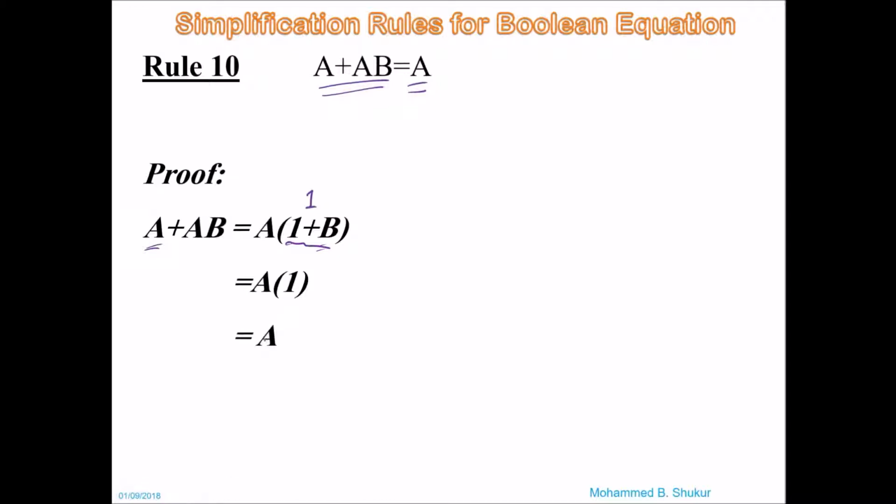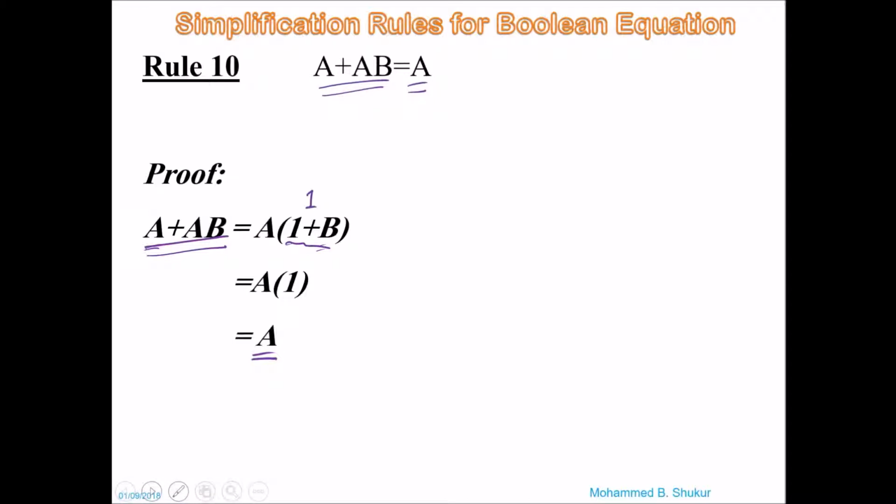And we know also from the rules, any variable and 1 equal to A. Okay, it depends on the value of A. So if A equals 0, 0 and 1, the result equal to 0. And if A equal to 1, 1 and 1, the result equal to 1. So the result depends on the value of A. Okay, so now we can see the left hand side equal to the right hand side.